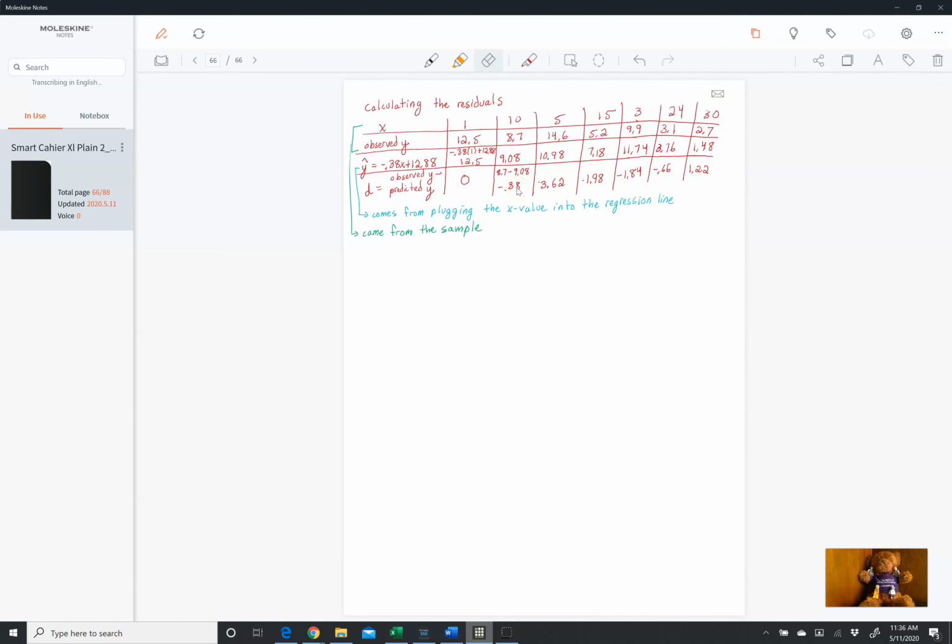This says that the observed value, the point from the sample, is below our line of regression. This is a positive 3.62. This is a negative 1.98. Okay, we're below the line of regression. We're below the line of regression. We're below the line of regression. We're above the line of regression. Okay.